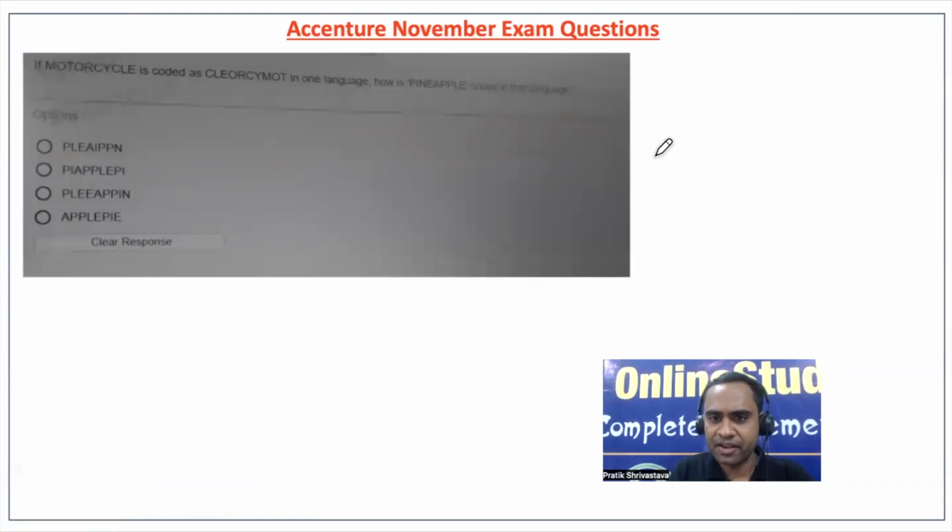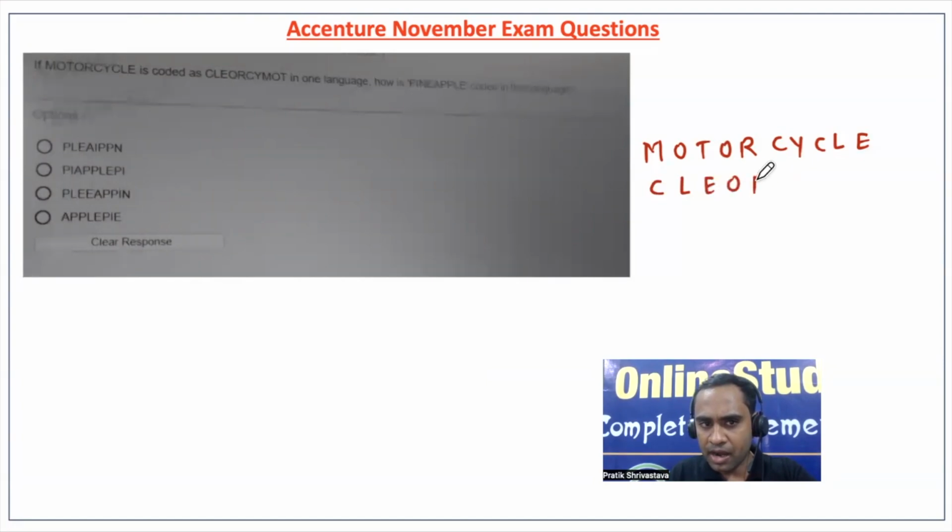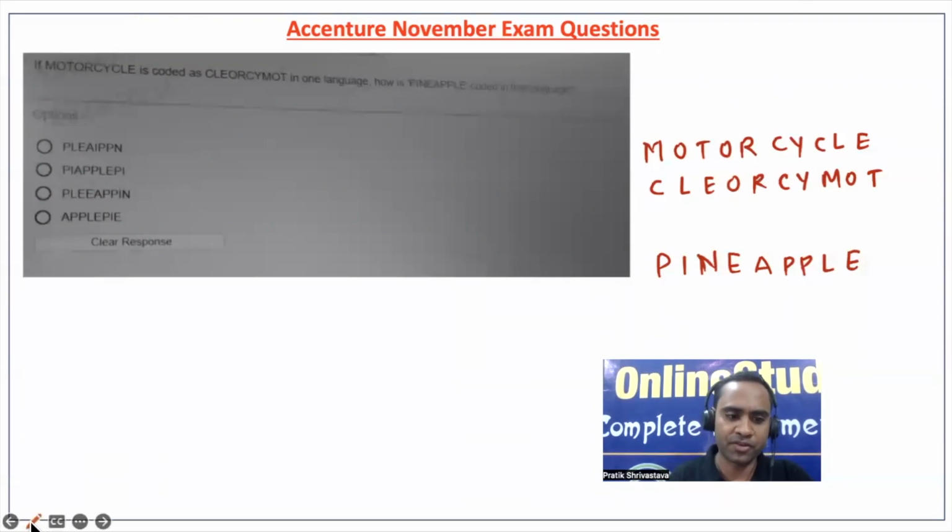Next is a very different question. Let us try to understand. If motorcycle is written as CLEORCYMOT, then how is pineapple coded in that language? Okay, no problem. Try to understand.